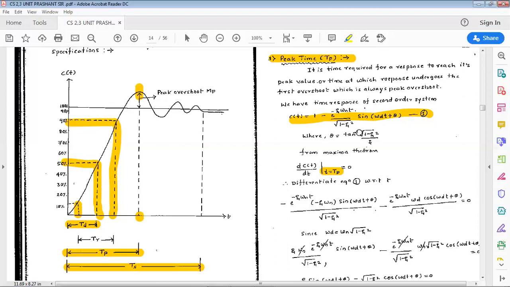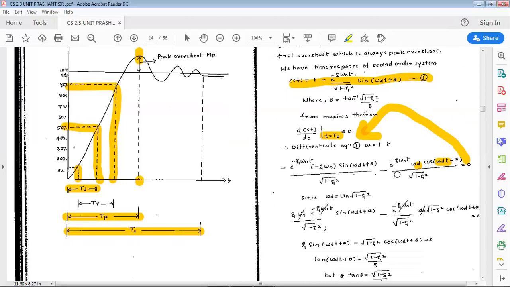So now differentiating these terms, the second term, using the product rule, we get minus e raised to minus zeta omega n t as it is, and the differentiation of the sine term will be minus zeta omega n sine omega d t plus theta as it is, divided by under root 1 minus zeta square, minus e raised to minus zeta omega n t as it is, and the differentiation of this sine term is cos omega d t plus theta. Differentiation of omega d t results in omega d, divided by under root 1 minus zeta square. That must be equal to 0 as per the maxima theorem.